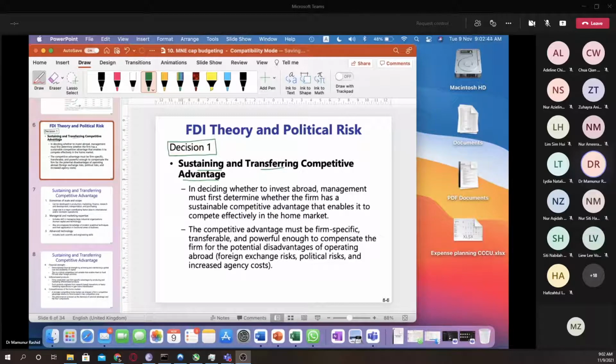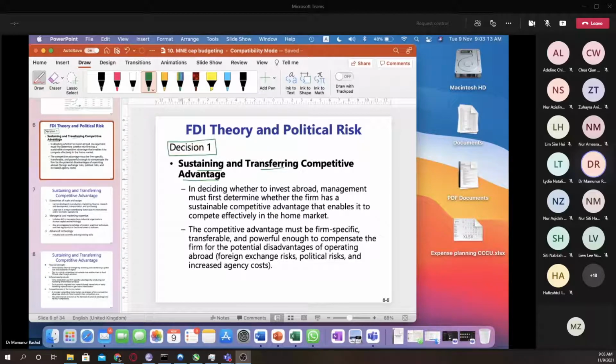This is the ability or resource that gives you a competitive edge over your competitors. That means you'll be able to use this competitive advantage to get some additional return, right? So you need to decide whether you can sustain and take advantage from this competitive advantage for a very long period of time, and at the same time you can transfer it. Okay, you can transfer it, you can modify it.